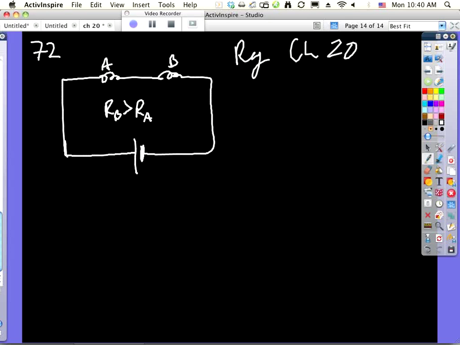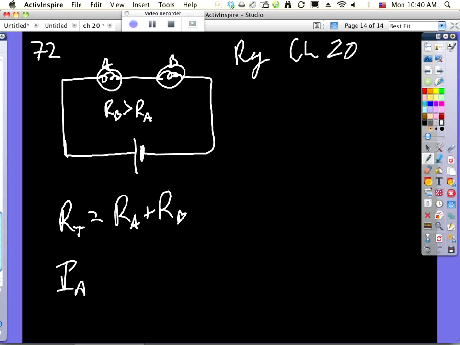Oh, okay, good. All right. So here, does it make sense to you that the total resistance is just going to be RA plus RB, right? Does it make sense to you that IA is equal to IB? The current through A has to equal the current through B. It is super important that that makes sense to you. If it doesn't, you need to say something.